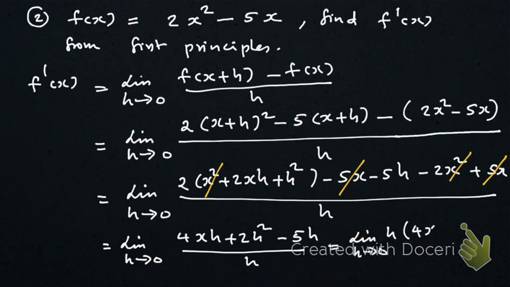There is h common, take h common out of the numerator, balance is 4x plus 2h minus 5 by h, and h will cancel, and I apply the limit as h tending to 0. When I apply the limit as h tending to 0, 2h will become 0, the other two terms will stay. So my answer is going to be 4x minus 5.